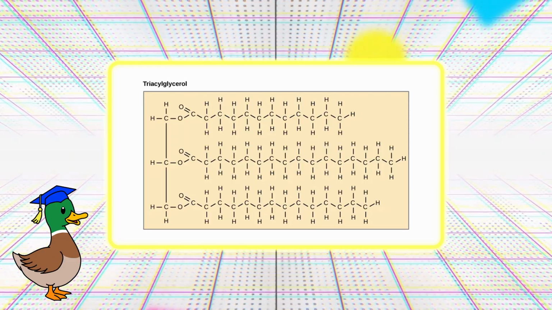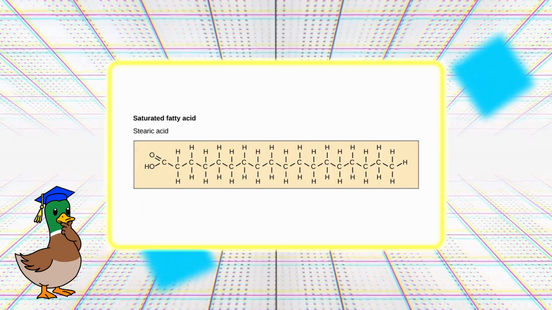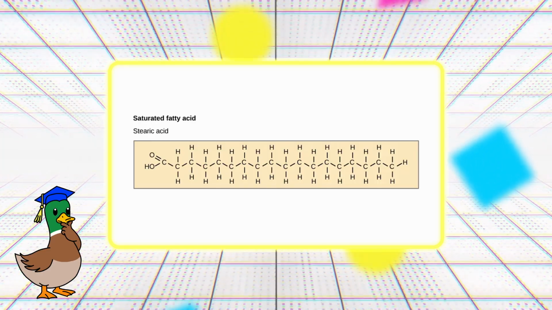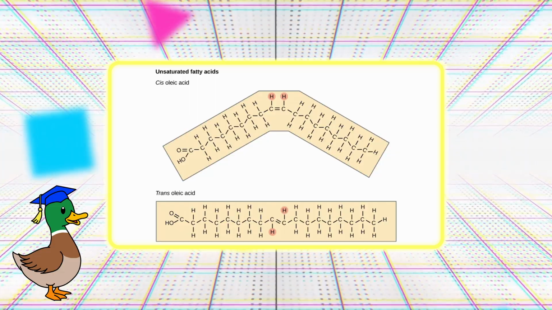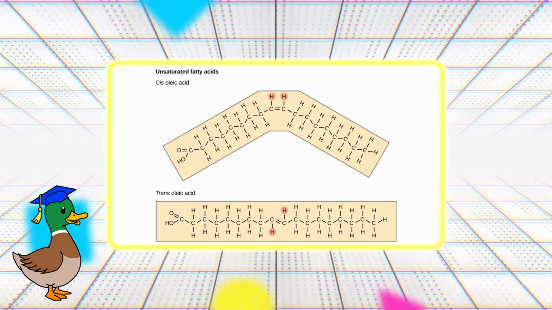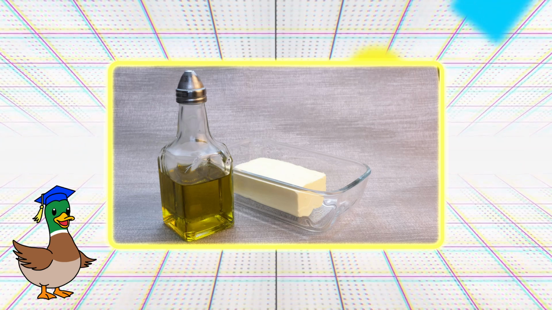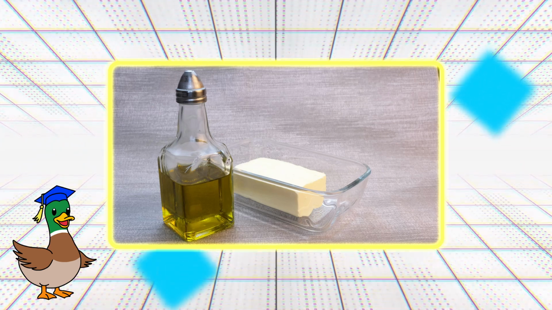Additionally, fatty acids can be saturated or unsaturated. If a fatty acid is saturated, that means that we only have single bonds in the hydrocarbon skeleton. If a fatty acid is unsaturated, that means that we have at least one double bond between carbon atoms, which leads to bends in the chain. A great example of the difference would be olive oil, mostly unsaturated, and butter, mostly saturated.